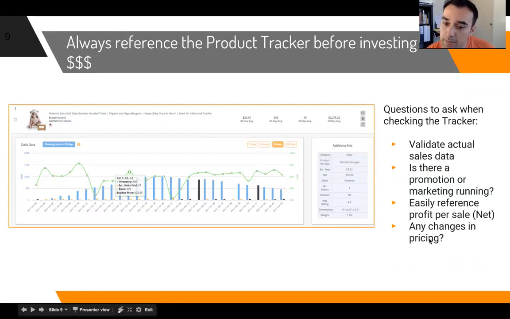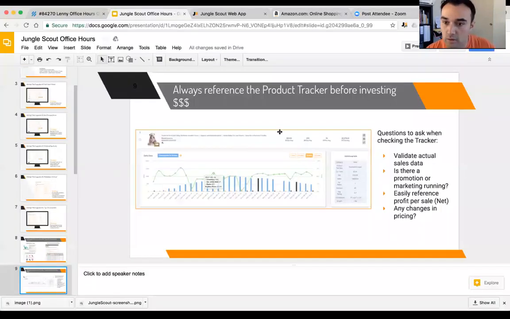Okay, the other thing to keep in mind is any changes in pricing. So if you hover over each of these bars, it will actually tell you the price for that particular day. So if you ever see any strange days where they had a spike in sales or something, it's worth checking what the price was on that day, because they might have dropped the price, or that might give you an indicator as to what was going on.